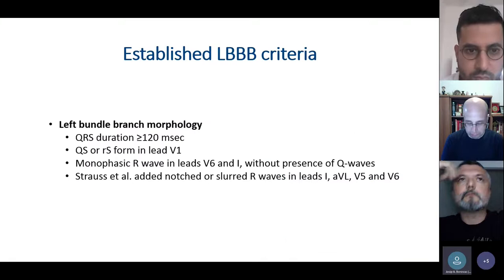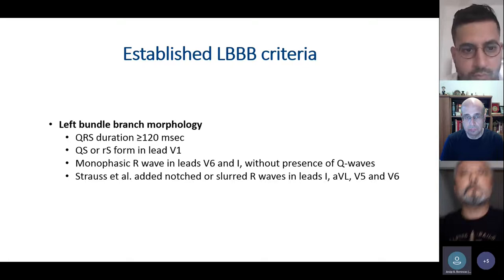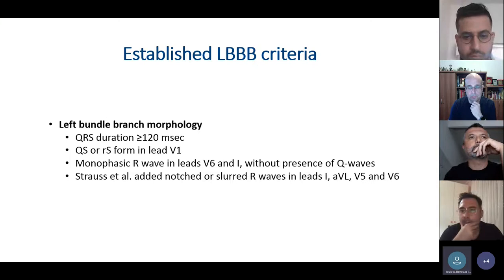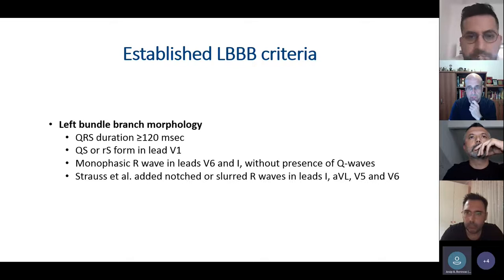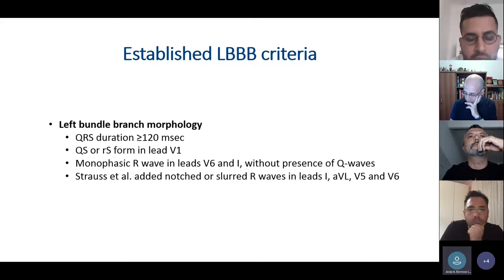So we all know about the established left bundle branch block criteria that we use when analyzing a patient who would be appropriate for a CRT device implantation, either CRT-D or CRT-P. It's a QRS duration of 120 milliseconds or longer, QS or small r, big S formation in lead V1, also monophasic R wave in leads V6 and I without the presence of Q waves. And we also have the criteria by Strauss that added the notched or slurred R waves in leads I, aVL, V5 and V6. Actually, that's what arrhythmologists in our hospital use the most. They really like Strauss criteria and from their experience, it's associated with a better response, and we use it to define a so-called true LBBB.